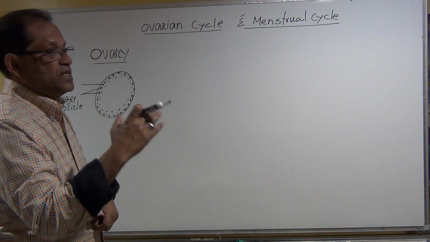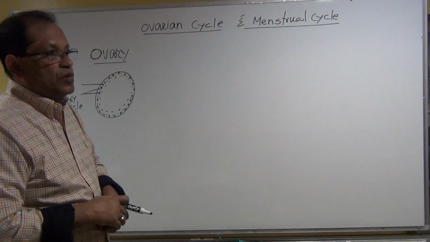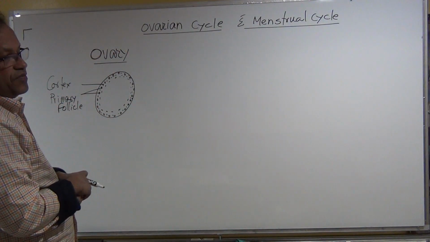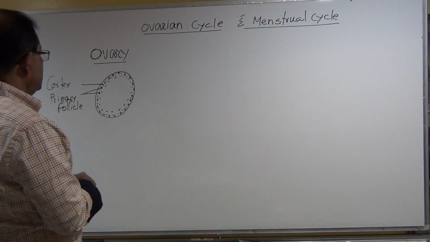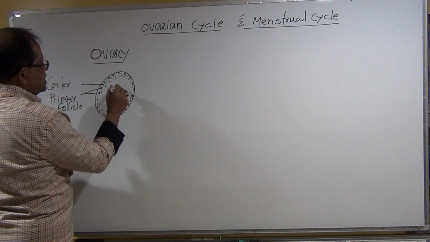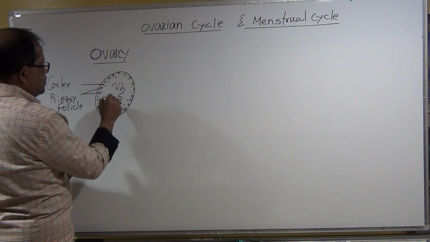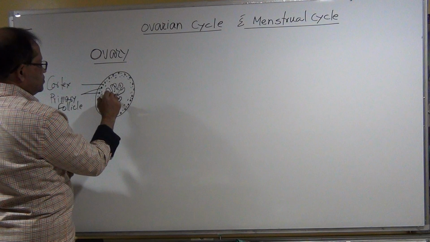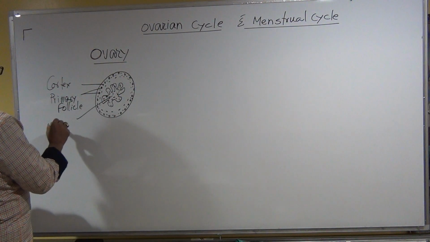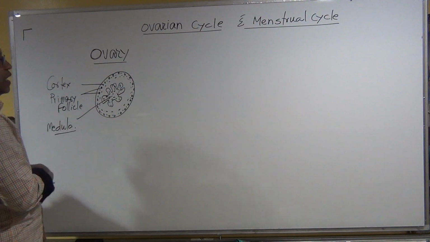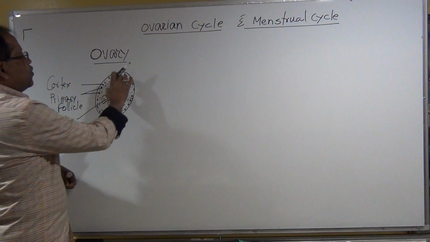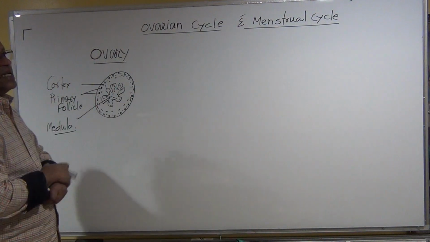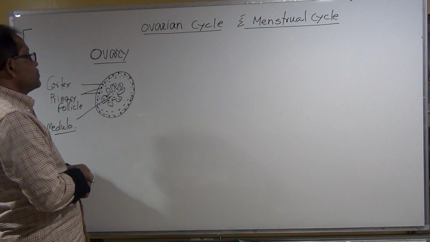And you will see in one cycle multiple primary follicles are growing, but one of them will turn into a Graafian follicle, or mature follicle, or adult follicle. Okay? So the inside area is known as the medulla. Medulla is inside, cortex is outside. And the cortex contains the primary follicles, and the medulla is the support infrastructure of the ovary.